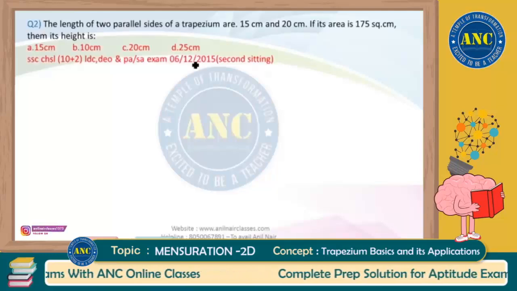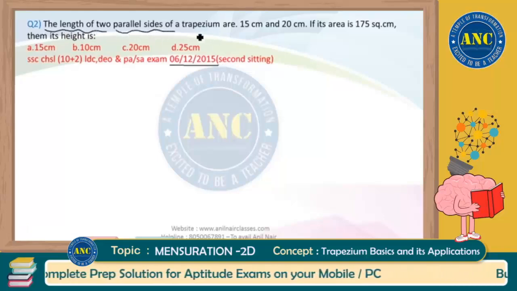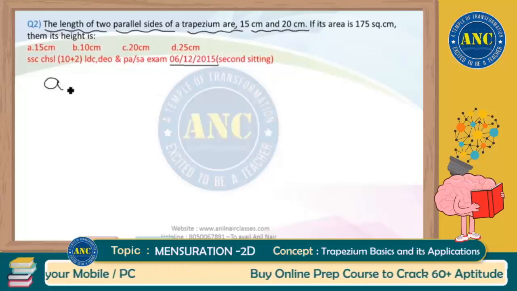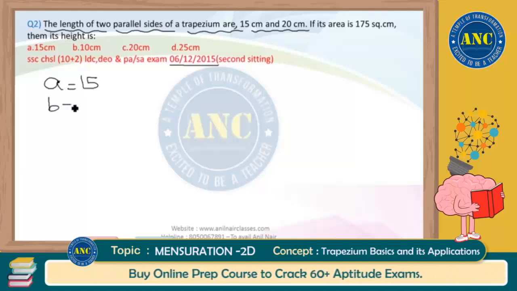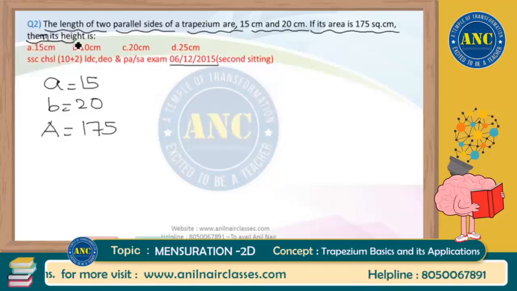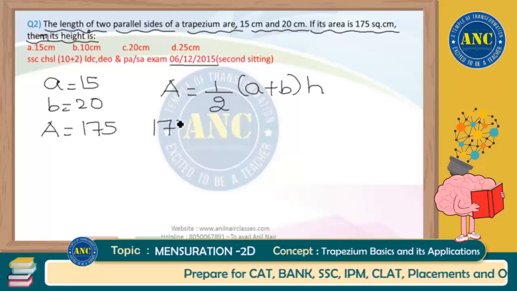Second question, in the year 2015. The lengths of two parallel sides of a trapezium are 15 centimeter and 20 centimeters respectively. A is 15 centimeter, B is 20 centimeter. If its area is 175 square centimeter, then find its height. This is nothing but the reverse of the previous question. In the previous question, height was given and area was asked. In this question, area is given and height is asked. Area is half into A plus B into H, where capital A is area. Area is given as 175.